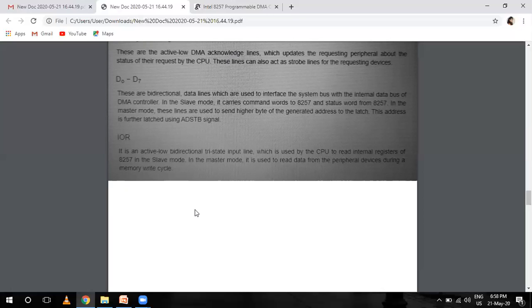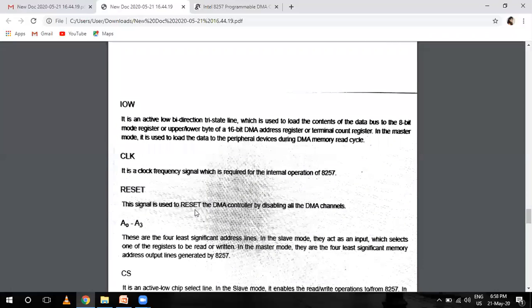This input output read is an active low bidirectional tri-state line, and in the slave mode it is an input which allows the 8-bit status register or the upper or lower byte of the 16-bit DMA address register or a terminal count register to be read. In the master mode, IOR is a control output which is used to access data from a peripheral during the DMA write cycle. IOW is an active low bidirectional tri-state line, that is input output write.